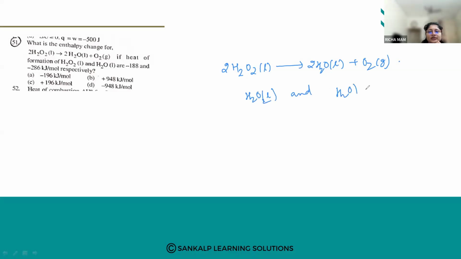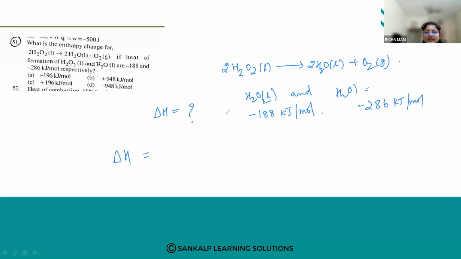What is the enthalpy change for a reaction? The reaction is H2O2 liquid giving you 2 water plus O2 gas. The heats of formation for H2O2 and H2O are given: this is minus 188 and this is minus 286 kilojoules per mole. So values of heat of formation of both the hydrogen peroxide and water are given, and you have to find the change of enthalpy, that is delta H.